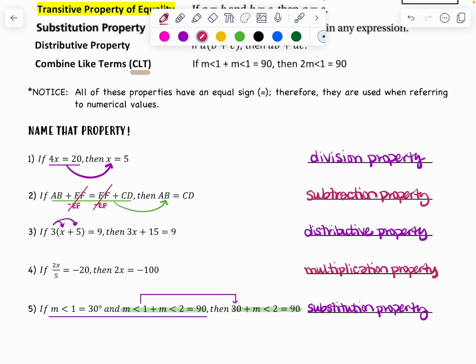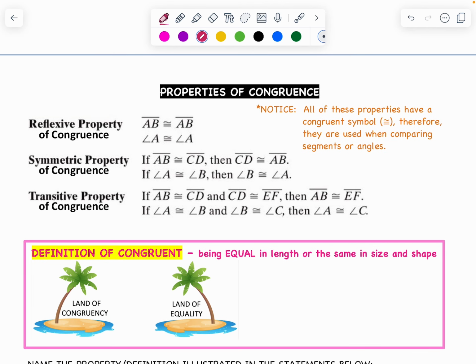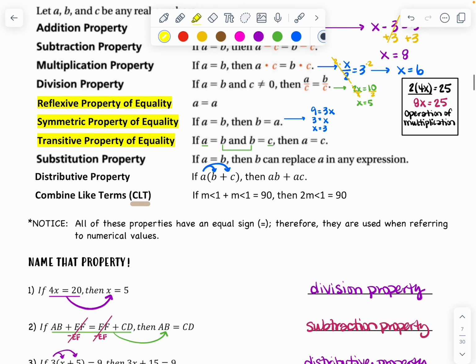All right, so those are our properties of equality. They can only be used for equal signs. If you have a congruency symbol in your statement, then that means you're using a property of congruence. Now you'll notice there's only 3 of them, and I'm hoping you also notice that they have the exact same names as the 3 yellow highlighted equality properties, which can get kind of confusing because now you have the same exact named properties in equality, and you also have them in congruency. So you have to make sure that you explain in your problems which one you're using. So you have to actually write of equality or of congruency.